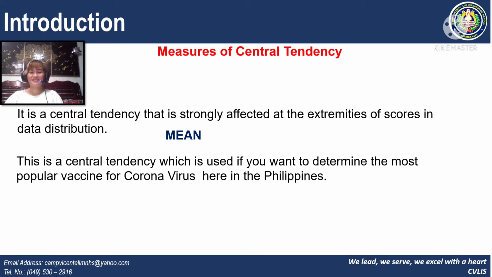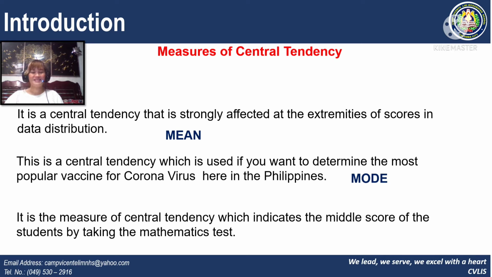Second, this is a central tendency which is used if you want to determine the most popular vaccine for coronavirus here in the Philippines. Very good. So that is called a mode. Okay, last, it is a measure of central tendency which indicates the middle score of the students taking the mathematics test. Excellent, okay? Because the answer is median.